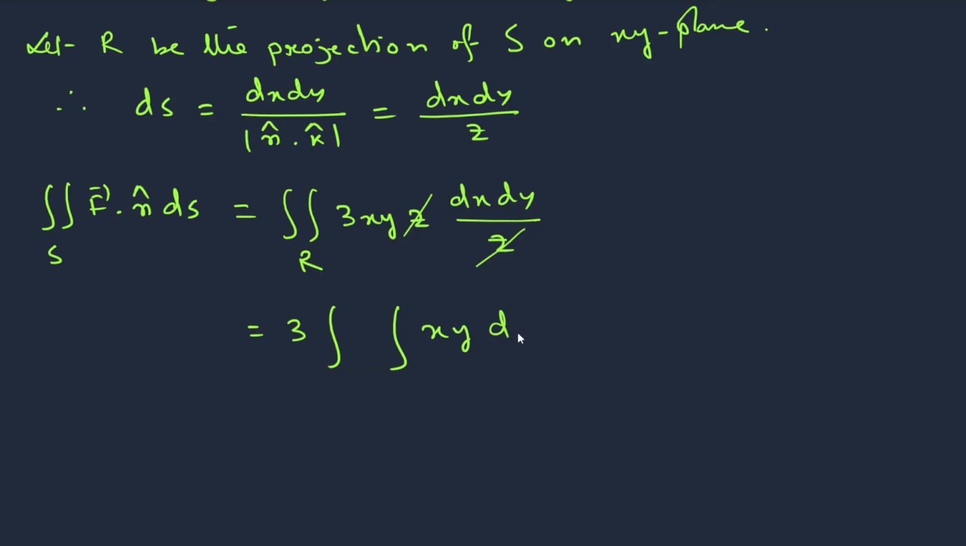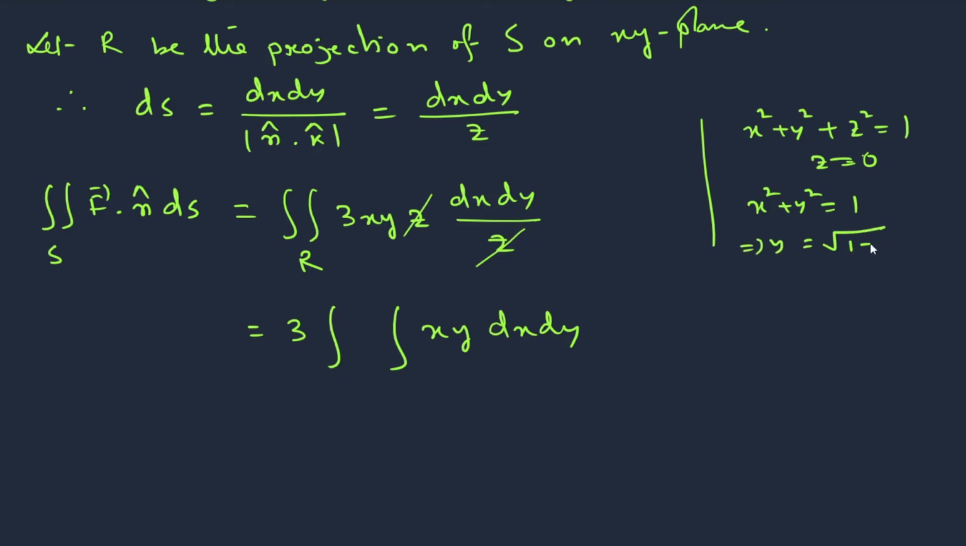Now the important part, we have to put the limits of x and y. So what is the surface? Surface is x square plus y square plus z square equals to 1. So what I said in the last problem, when we find the limit of y, we have to put z equals to 0. So if we put z equal to 0, we have x square plus y square equals to 1. So from here, y equals root over 1 minus x square. So the limit of y is 0 to root over 1 minus x square, again first quadrant.